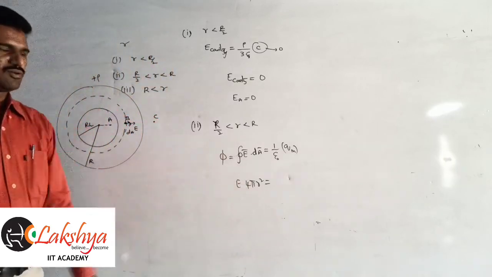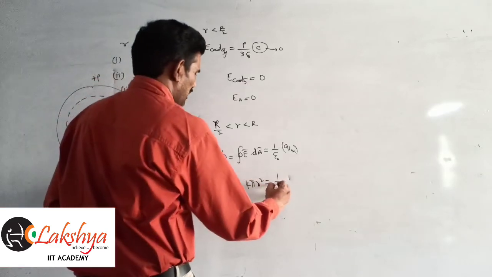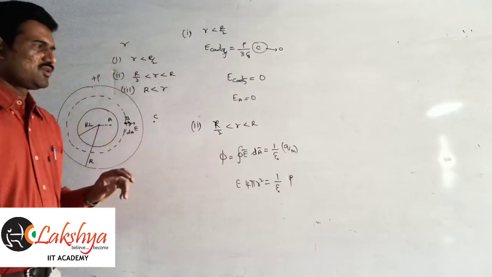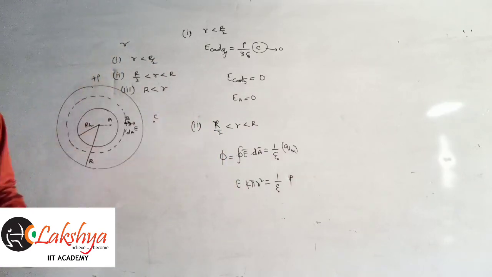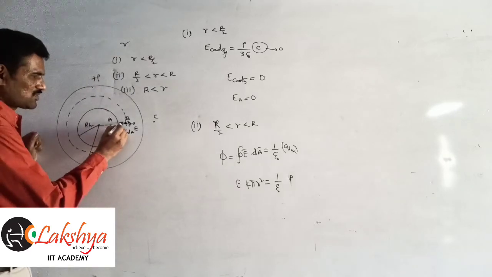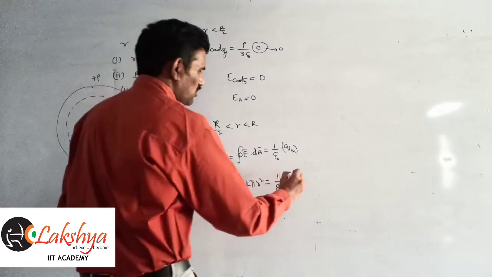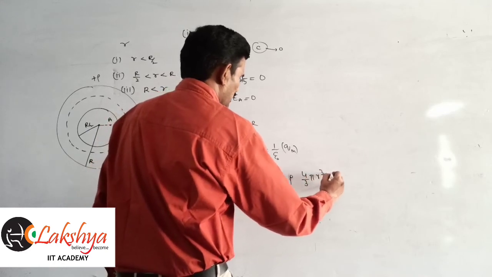Next, the term we need to calculate here: 1 by epsilon naught into, on this side, rho into volume we need to write. Here rho is constant, so no need of any integration. So directly we can write it as rho into volume. The charge is present only within this volume, so that volume only we need to write. I can write that volume as 4 by 3 pi small r cube minus 4 by 3 pi r by 2 whole cube.